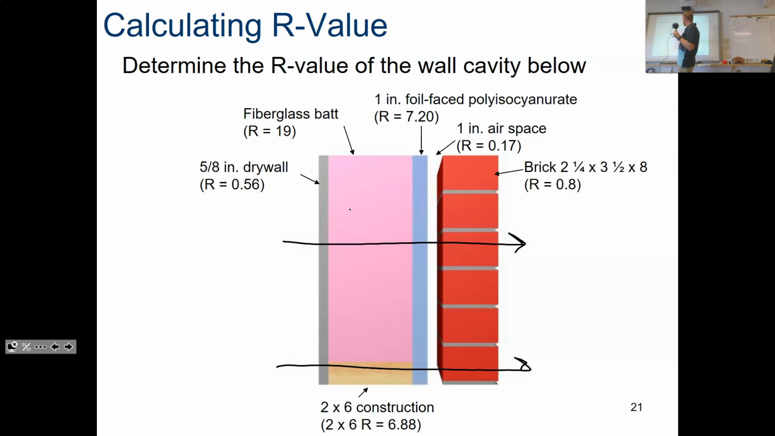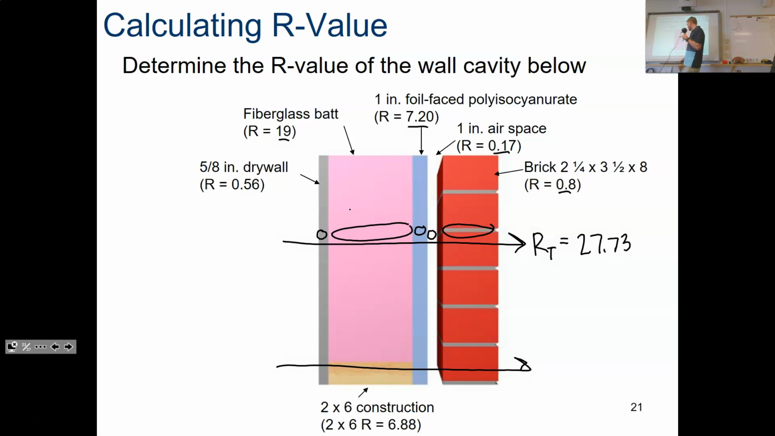So to figure out the R value for right here, you add up the R values. You take 0.56 plus 19 plus 7.20. This is where I got the 19 from. Plus air, which actually is an insulator. This is how igloos work. They're mostly built out of air and snow, so they insulate pretty well. Plus the thickness of my bricks, which is 0.8. So adding all those things together, the total R value of this section right here is 27.73.